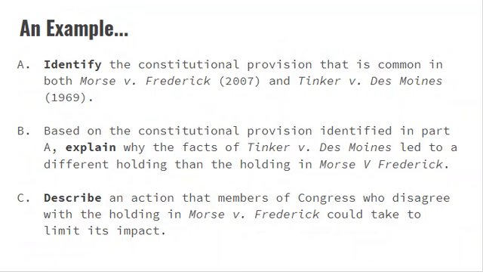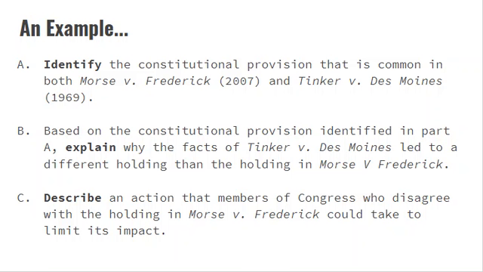So, here's what they might ask you. Part A, identify the constitutional provision that is common in both Morse and Tinker. Hey, there you go. See, in this one, they actually gave it to you. They're not normally going to do that. Normally, you will have to think of one of the 15 required ones that matches or that is similar.